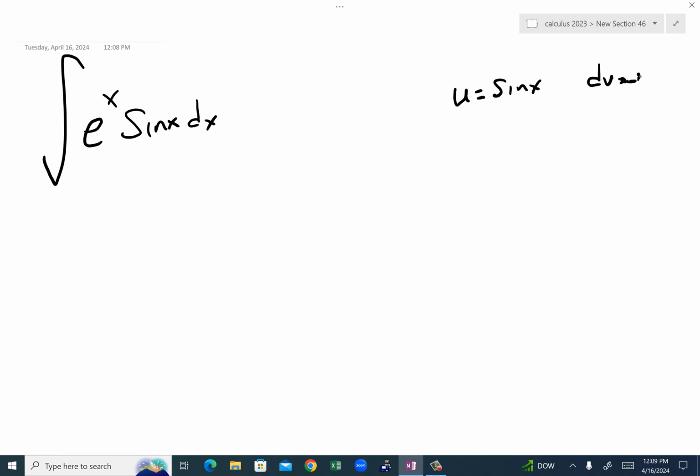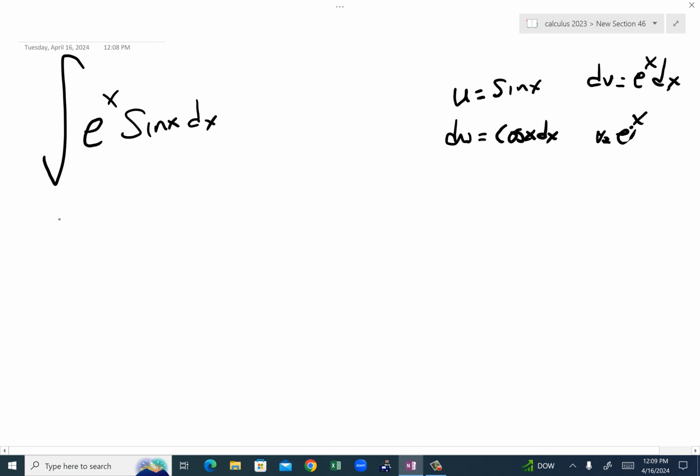So u is sine x, and dv is e to the x dx. And so then du would be who? Cosine x dx. Well done. And of course, v is e to the x. I got you. For some reason, my pen's leaking, apparently.